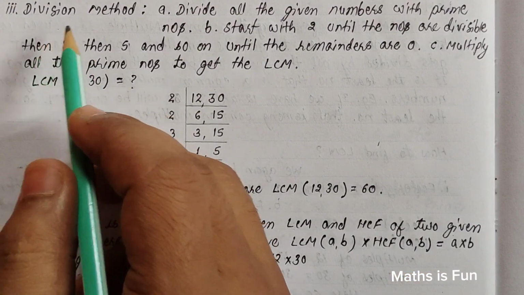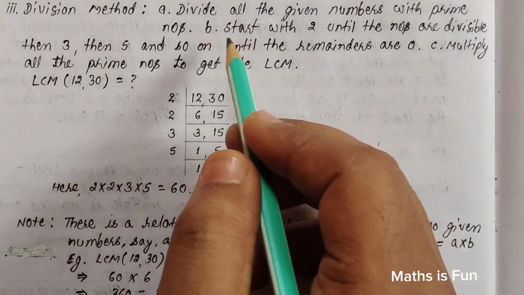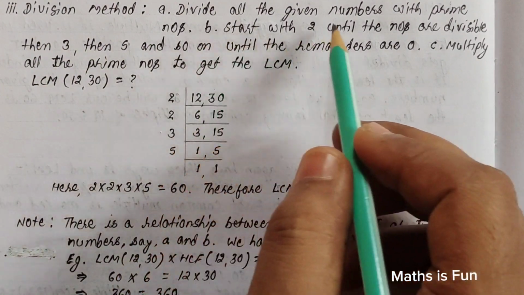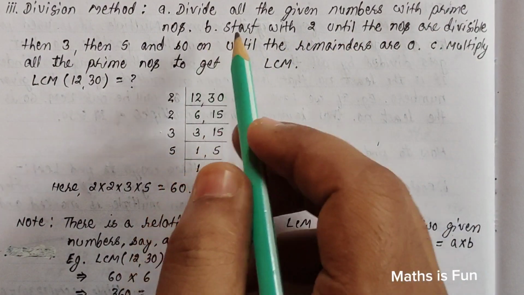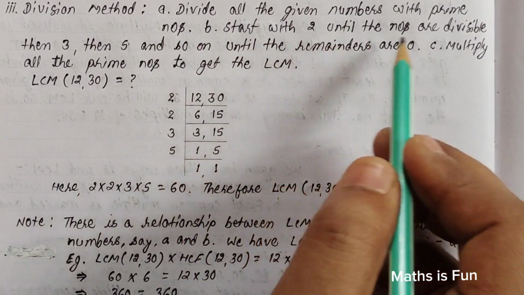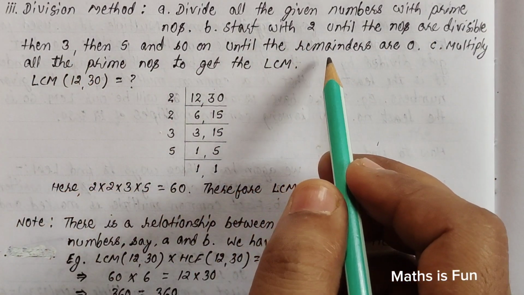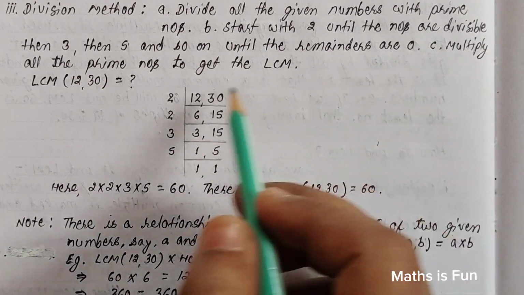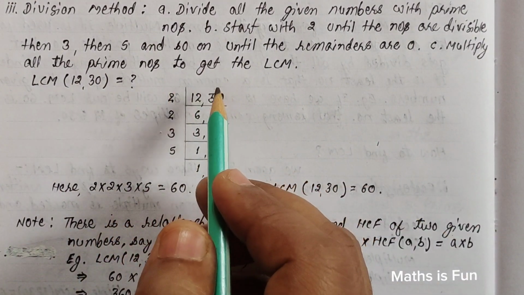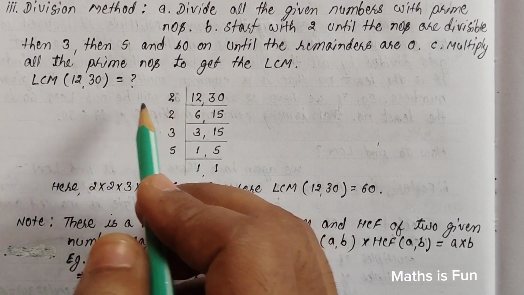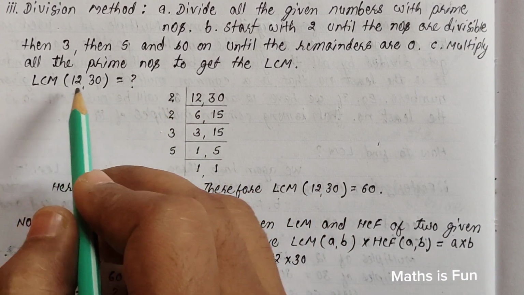Now we'll move to the division method of finding the LCM. In this we'll divide all the given numbers by prime numbers. We'll start with 2 until the numbers are not divisible, then 3, then 5 and so on until the remainders are 0. We'll then multiply all the prime numbers to get the LCM. So let me make it clear with the help of an example. For example, we want to find out the LCM of 12 and 30.